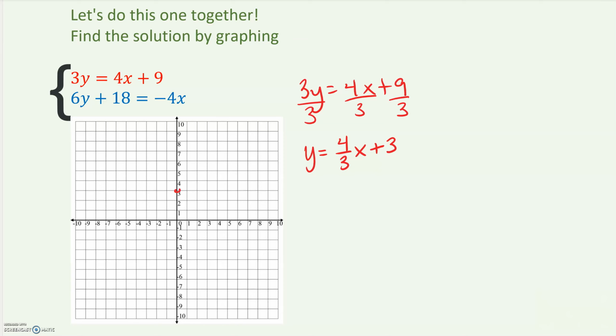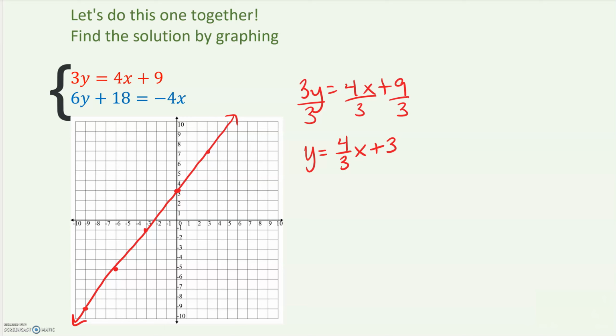So I'm going to graph my 3 and then I'm going to rise up 4 and run 3. And I can't do it again that way, so I'm going to go down 4 and left 3. I'm going to continue doing that until I have no more space, purely because we don't really know where our two lines are going to intersect with each other. So I want to have as many pretty points on here as I possibly can get. All right, so that's the first one.